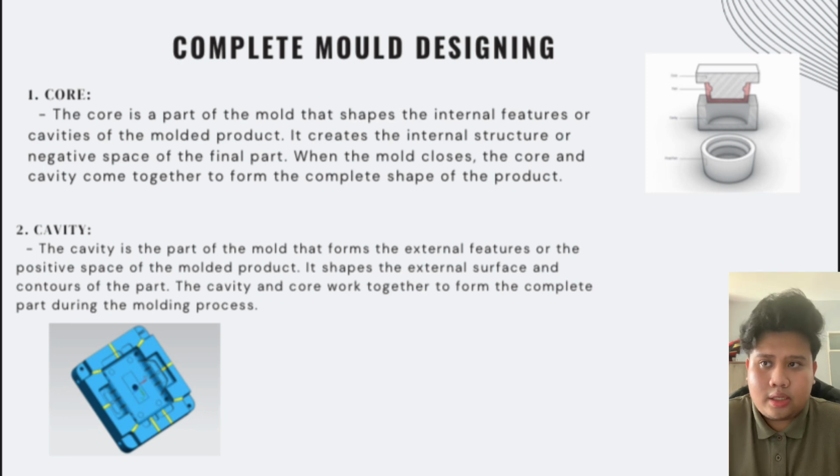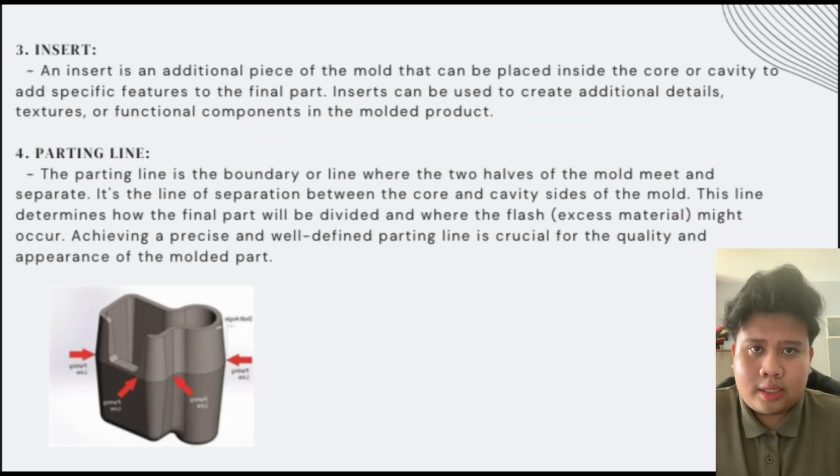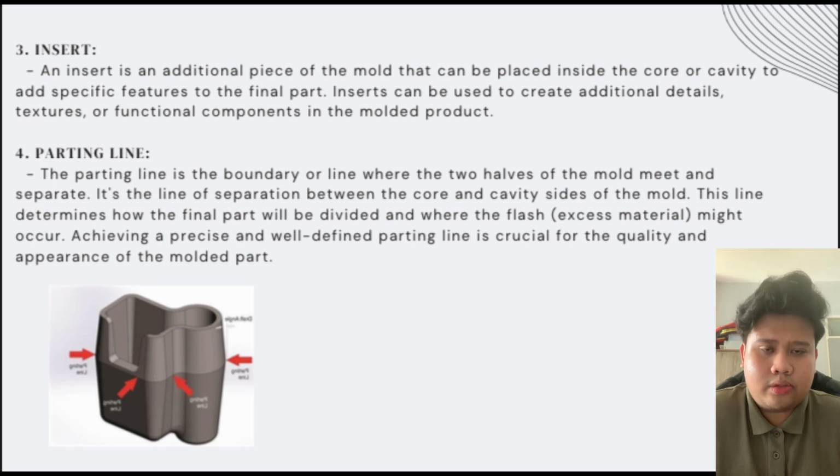Number 2 is cavity. The cavity is the part of the mold that forms the external features or the positive space of the molded product. It shapes the external surface and contours of the part. The cavity and core work together to form the complete part during the molding process. Insert: an additional piece of the mold that can be placed inside the core or cavity to add specific features to the final part. Inserts can be used to create additional details, texture, or functional components in the molded product.